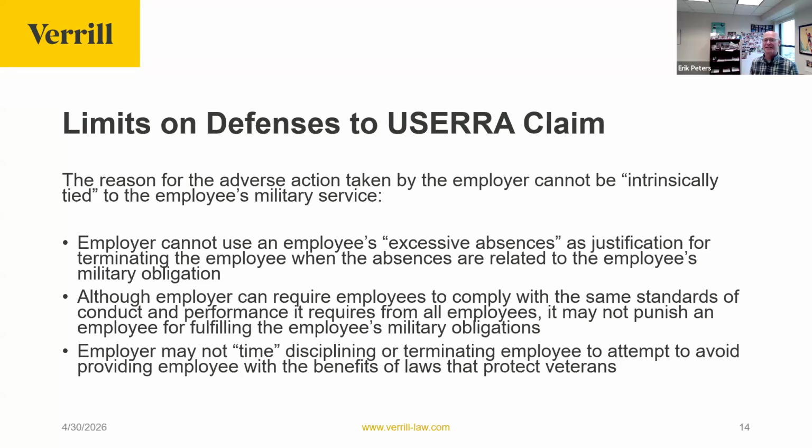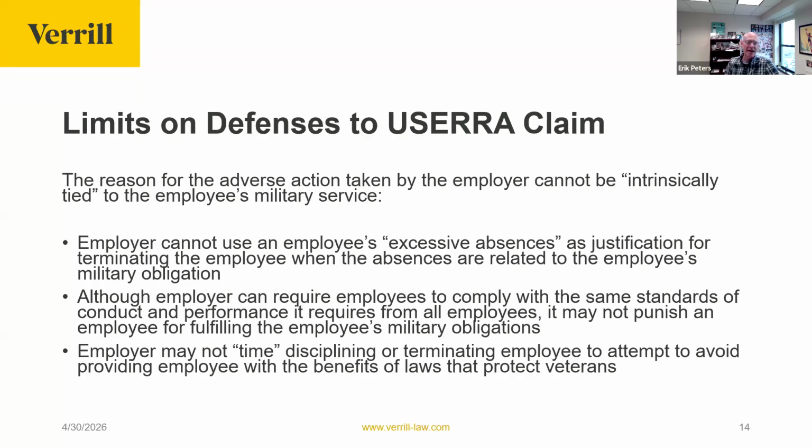An employer can't use excessive absences to justify termination when the reason for the absences is the military obligation. Similarly, although you can hold USERRA qualified employees to the same standards of conduct and performance, you can't punish somebody if there's a defect or deficiency in conduct and performance that's related to them fulfilling their military obligations. And similarly, and I just pulled these three because I thought they were sort of interesting illustrations of this point.